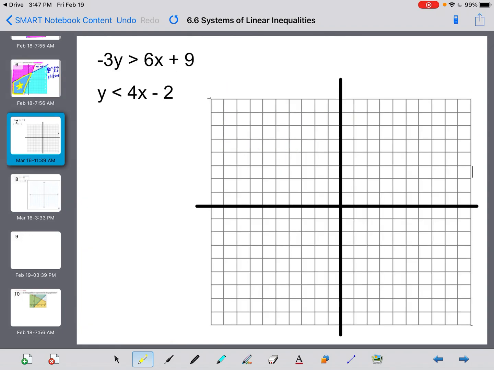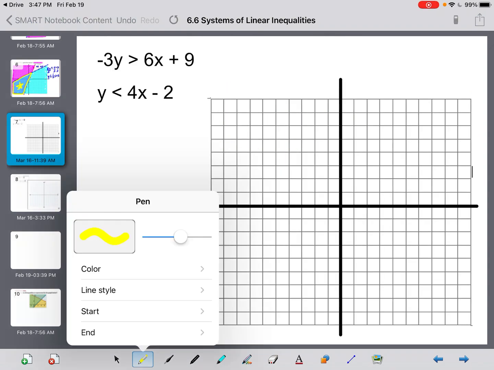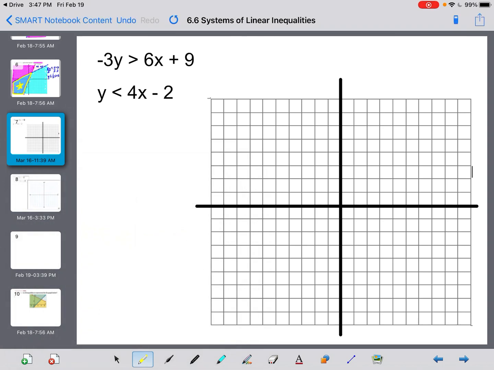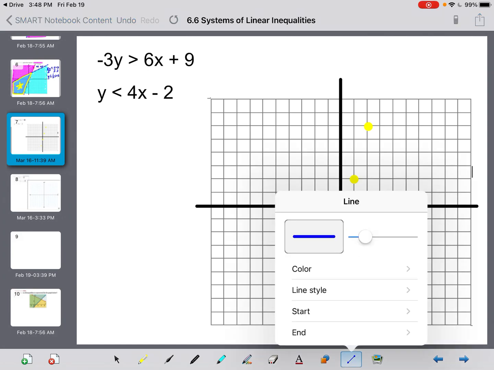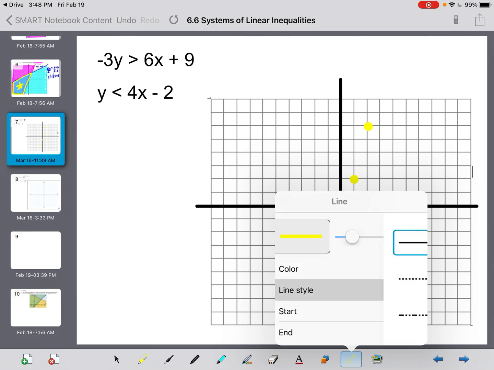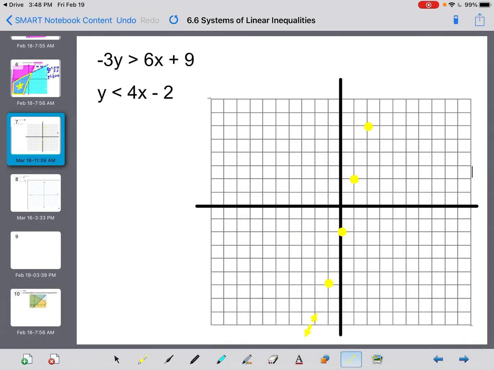All right, let's do one more for practice. Okay, this second one down here is already in slope-intercept form, so we're going to start at -2 and use the slope up 4/1, with a dotted line because it does not have the equal to bar. And that one is on the smaller side, so we're going to shade below.